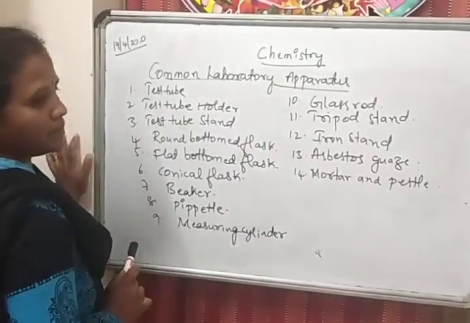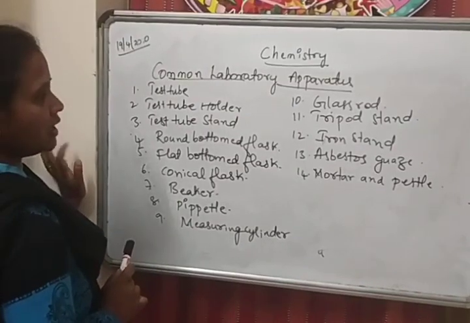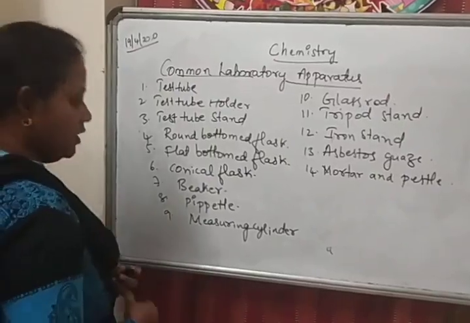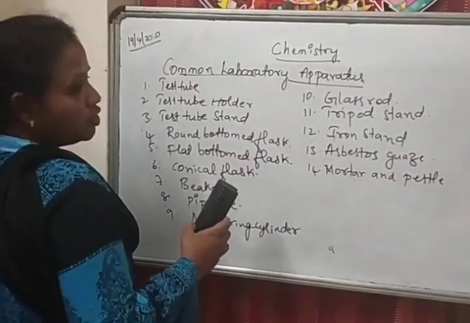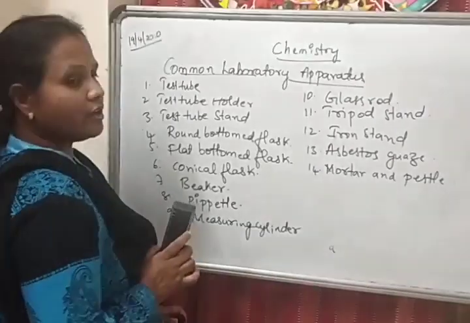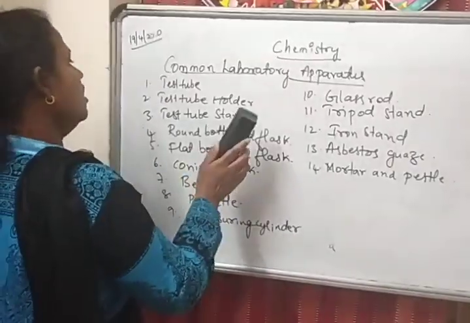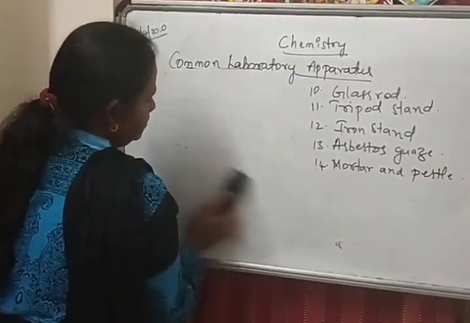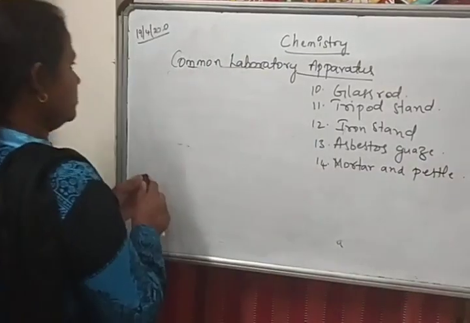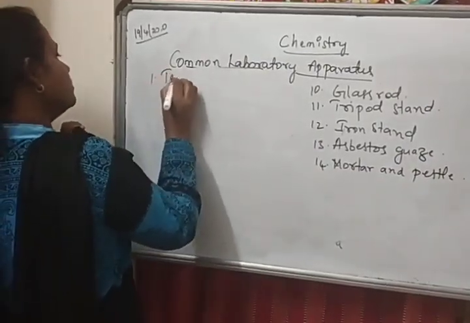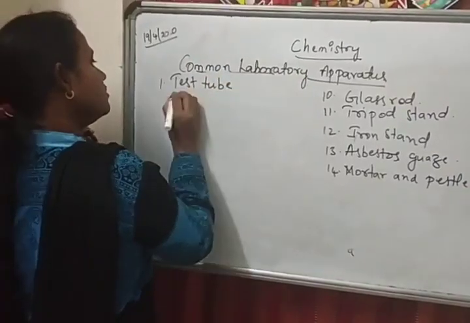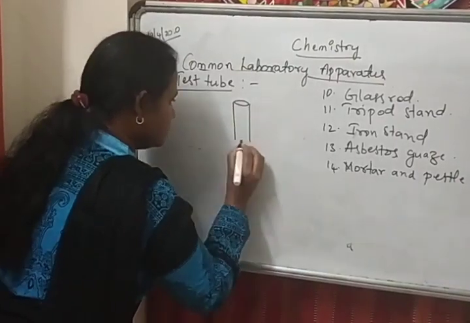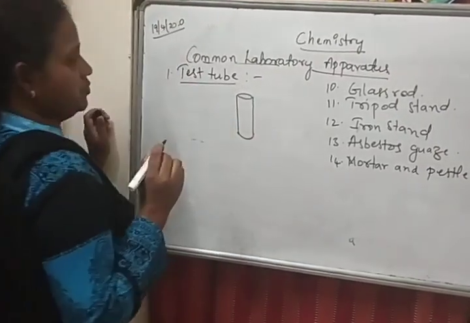There are many other apparatus, children, which are used in the chemistry lab, but let us learn some of the common laboratory apparatus. Now we are going to learn the diagram of each apparatus and what is the use of these apparatus. First one, test tube. How is this test tube? This is the test tube.